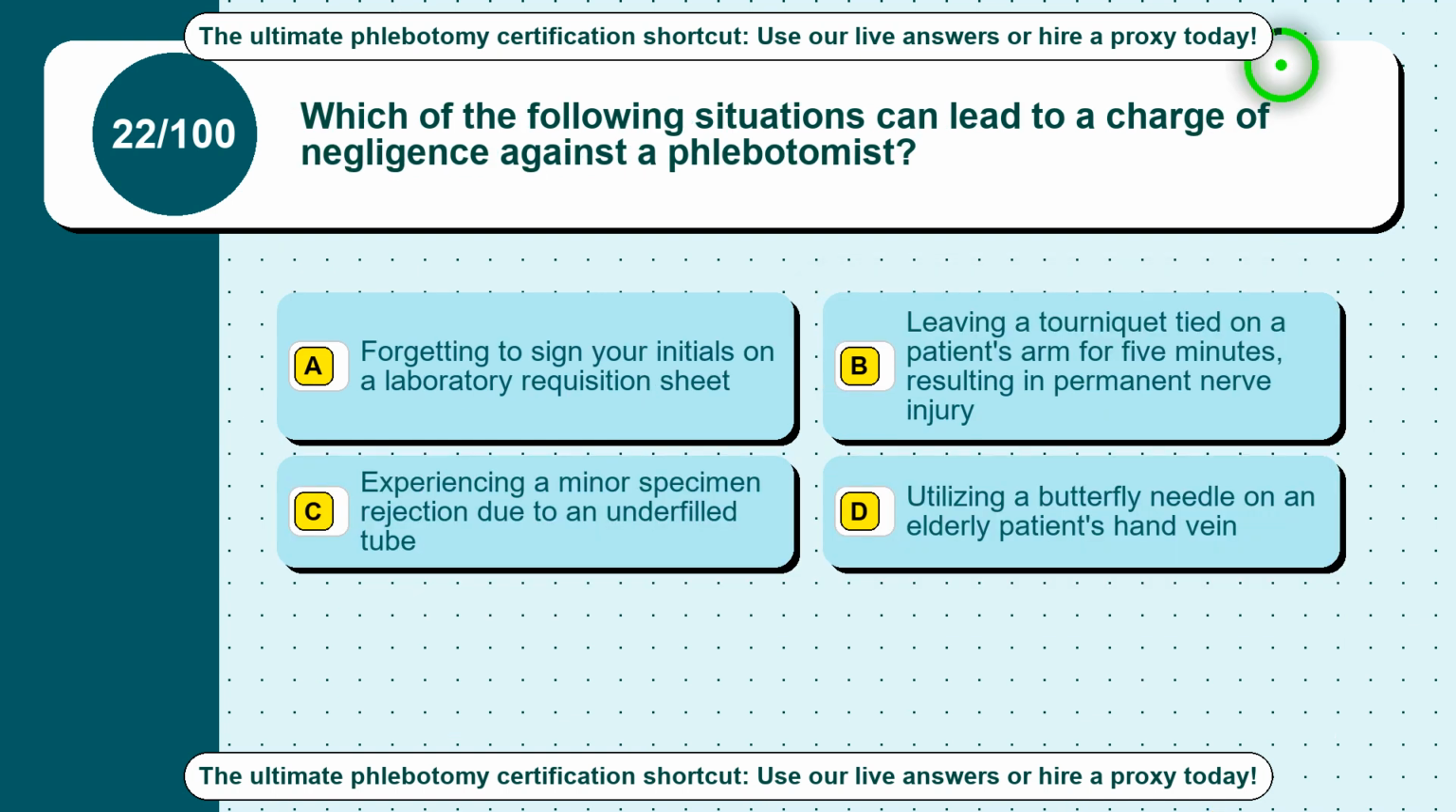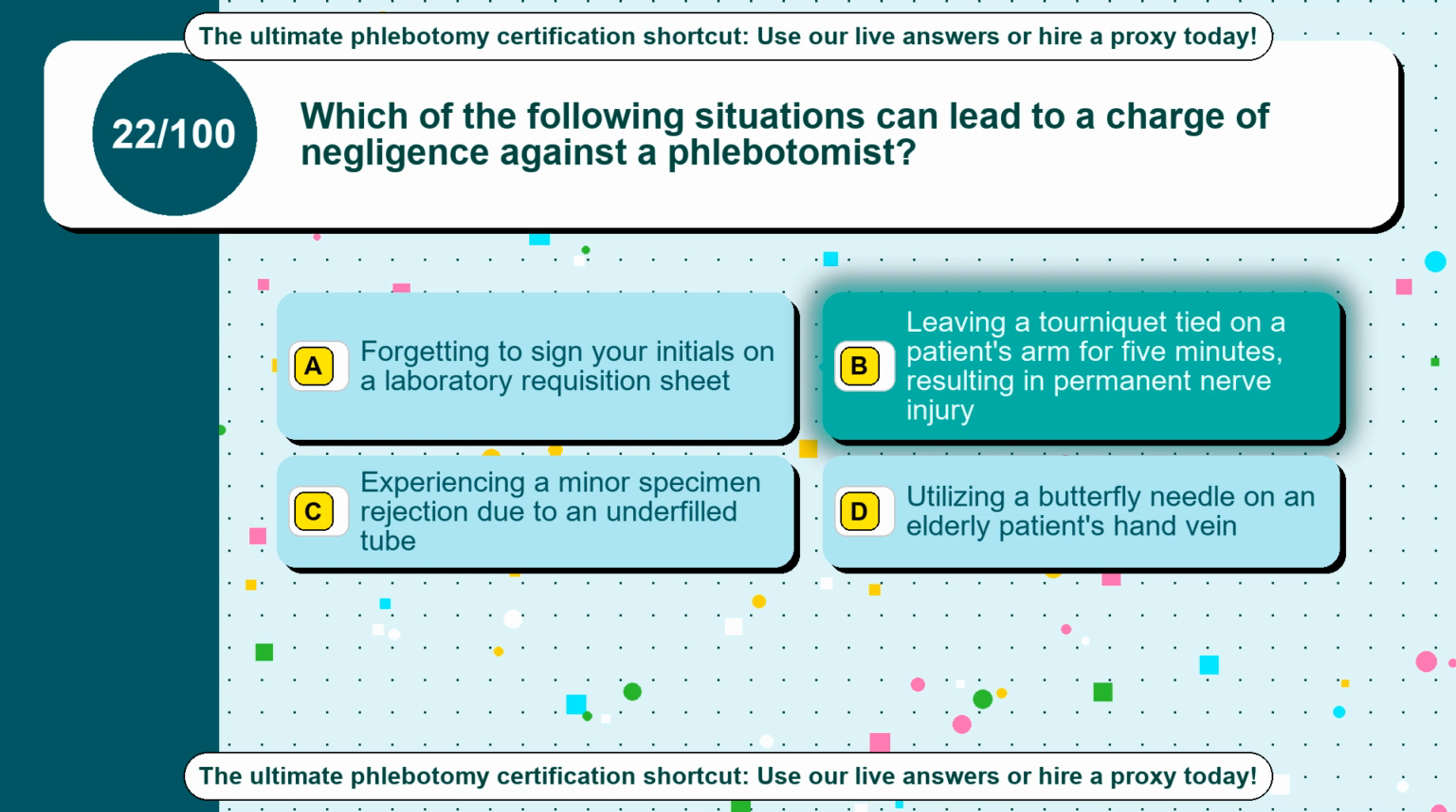Question 22. Which of the following situations can lead to a charge of negligence against a phlebotomist? Option A. Forgetting to sign your initials on a laboratory requisition sheet. Option B. Leaving a tourniquet tied on a patient's arm for 5 minutes, resulting in permanent nerve injury. Option C. Experiencing a minor specimen rejection due to an underfilled tube. Option D. Utilizing a butterfly needle on an elderly patient's hand vein. The correct answer is option B.